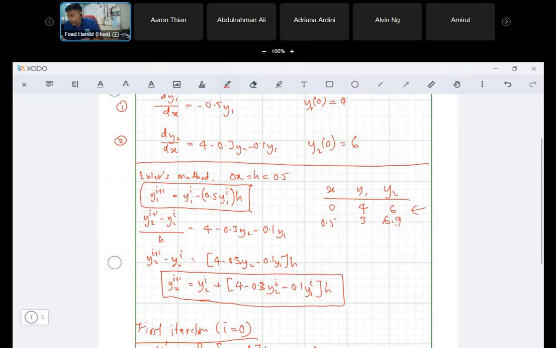So in this question, it asks you to integrate to x equal to 2. So we need to do 0, 0.5, 1, 1.5, and 2. I think I have this in Excel. So let's do this using Excel. Let me share my Excel with you here.